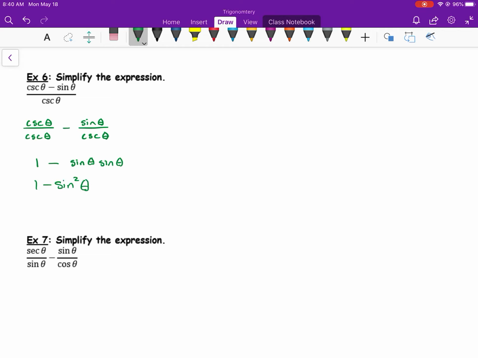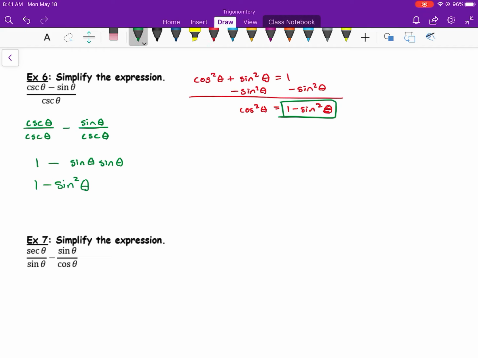Alright, I'm going to go look at my identities again. I know that cosine squared of theta plus sine squared of theta is equal to 1. I'm going to subtract sine squared of theta. Just by doing them enough, you start to remember how the identities are rewritten. So cosine squared of theta is 1 minus sine squared of theta. So my final answer is cosine squared theta. Okay.